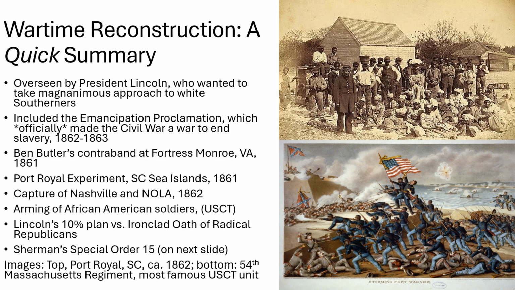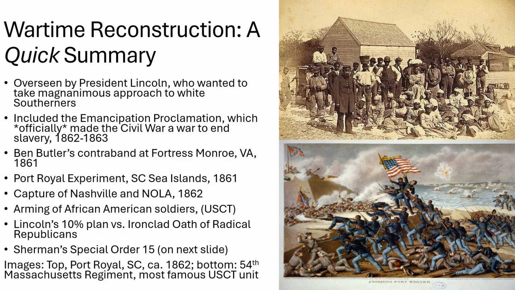And then, as far as what to do with the white southern population of the South, Lincoln advocated for a magnanimous approach. He advocated for something called the 10% plan. Once 10% of a state's population had taken an oath of loyalty to the Union, that state could begin the process of rejoining the Union and having voting rights and political rights.